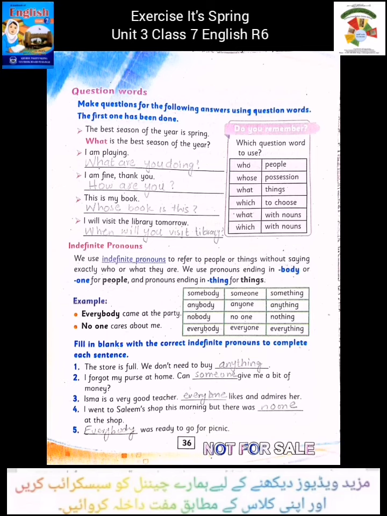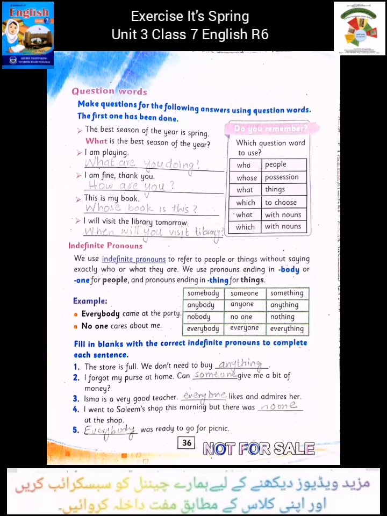What is used for things. Which is used to choose. When we are choosing something, we use which between the words. What is used with nouns and which is also used with nouns. So the first sentence is the best season of the year is spring. If we are asking the question, we would ask what is the best season of the year?